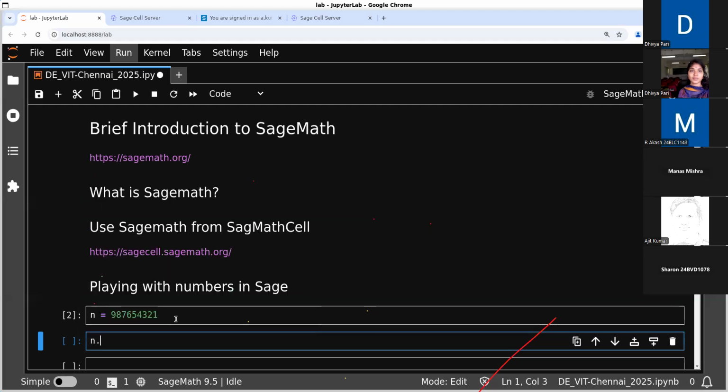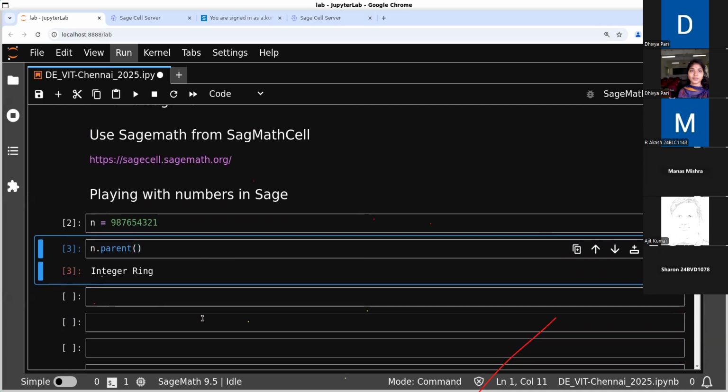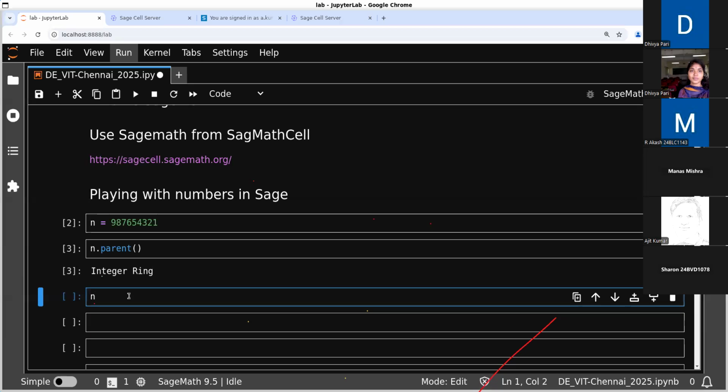So for example, somebody said we want to know the data type of this. So if I say n dot parent, it says it is coming from integer. It is integer ring. So it thinks of it as a ring. Ring is some kind of mathematical concept, right? So that is what it says. The parent is ring. So that's a data type, right?